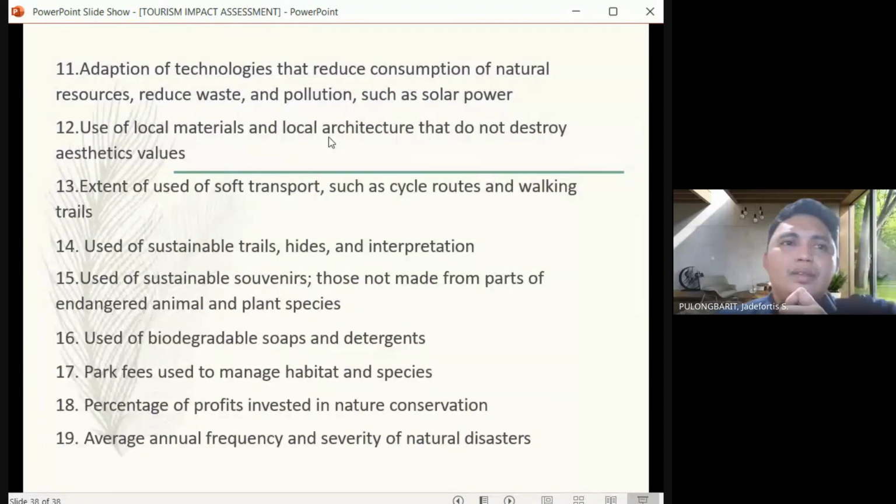And another one: adaptation of technologies that reduce consumption of natural resources, reduce waste and pollution such as solar power, use of local materials and local architecture that do not destroy aesthetic values, extent of use of soft transport such as cycle routes and walking trails, use of sustainable trails, hides and interpretation, use of sustainable souvenirs, those not made from parts of endangered animal and plant species, use of biodegradable soaps and detergents, park fees used to manage habitats and species, percentage of profits invested in nature conservation, average annual frequency and severity of natural disaster.